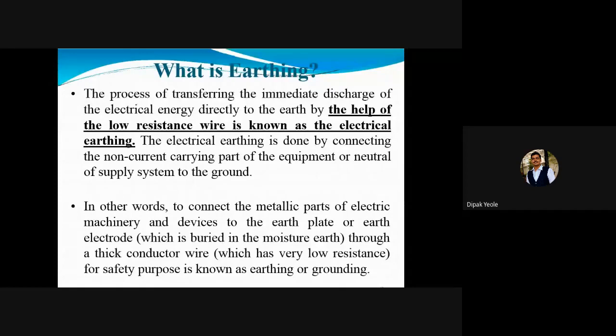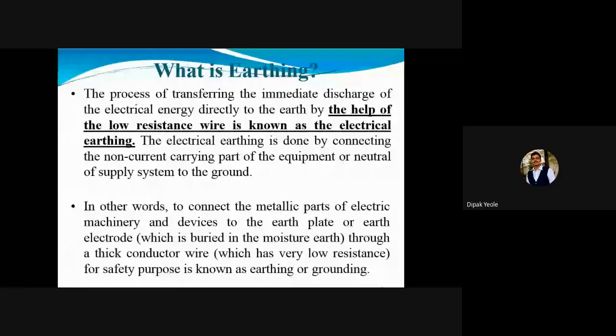Now you can see here I am using the same word for both these two concepts. Yes, because in many books and literature they use the same word, but we have seen the difference. You have to keep the difference in mind, but whenever we are interested in earthing, you have to speak about earthing only: to connect the dead parts to the earth. That is called earthing. Dead part means non-current carrying parts.